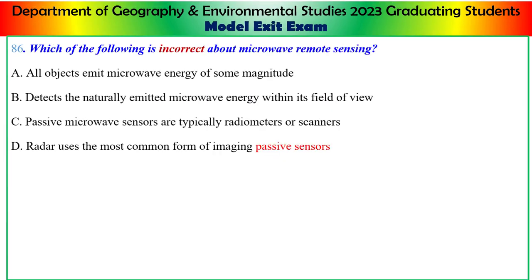Question 86: Which of the following is incorrect about microwave remote sensing? ይሄም የሪሞት ሴንሲንግ ጥያቄ ነው። ከሚከተሉት አማራጮች መካከል ስለ microwave remote sensing ትክክል ያልሆነው የትኛው ነው? A, all objects emit microwave energy of some magnitude. B, detect the naturally emitted microwave energy within its field of view. ይሄ ትክክል ነው። C, passive microwave sensors are typically radiometers or scanners. ይሄ ትክክል ነው። D, radars use the most common form of imaging passive sensors.